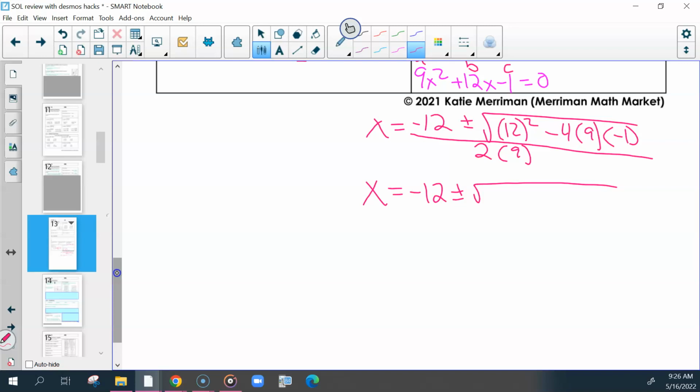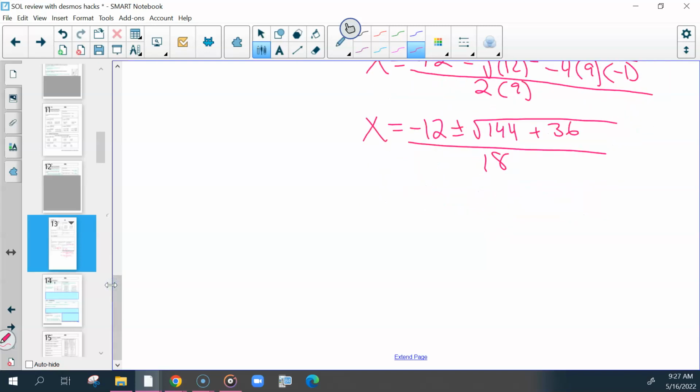Now parts of this you could do in the calculator, like 12 squared, you could put that in your calculator, get 144. Negative 4 times 9 times negative 1 would be a positive 36. And 2 times 9 would be 18. And then we could add those two numbers together. 144 plus 36 would be what? 180. Then we would have to simplify the square root of 180.